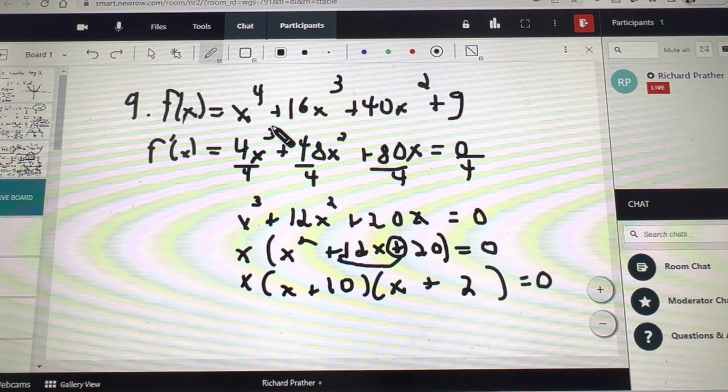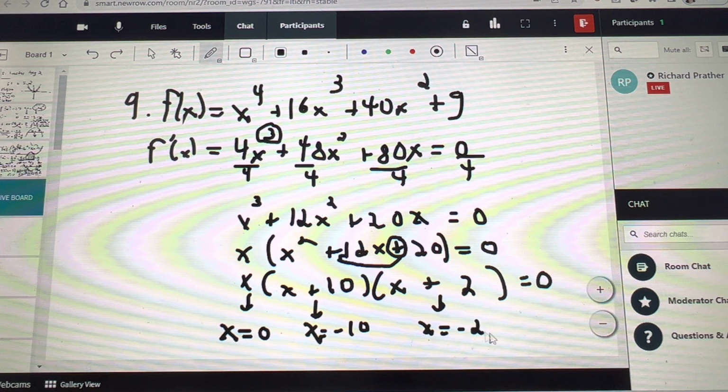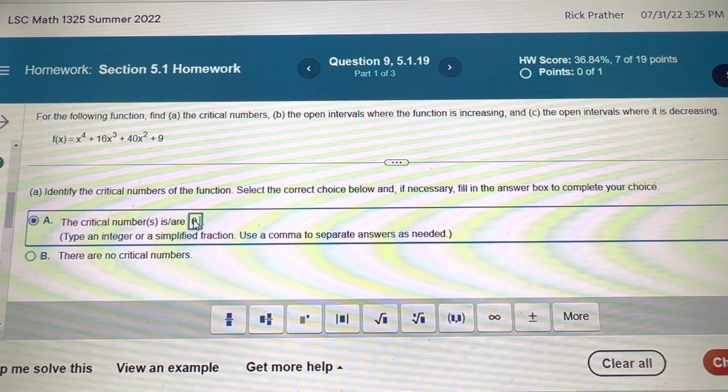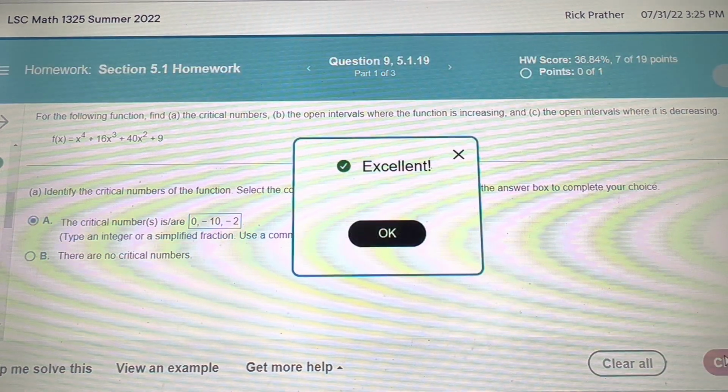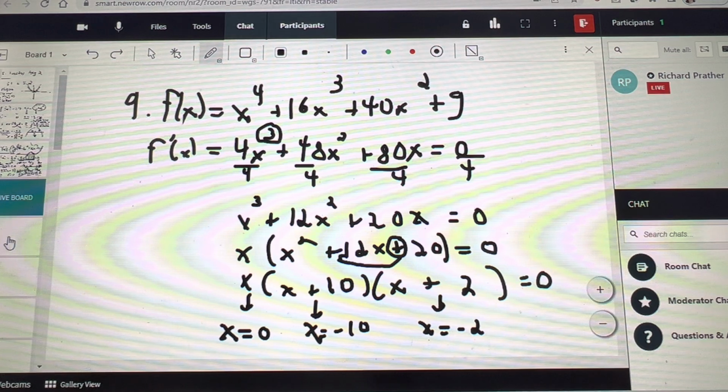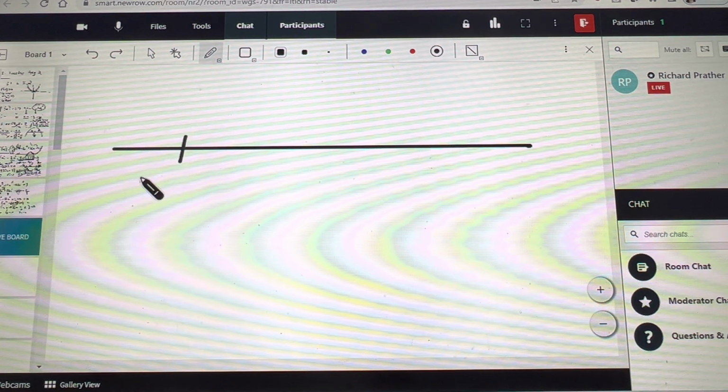So because the derivative is 3rd power, I could have 3 critical numbers, and I got 3 unique ones. 0 itself, -10, and -2. Here are my only 3 spots I could possibly change directions in the original function. 0, -10, and -2. I don't think it matters what order you type those in. You just want to get all 3 of them. But it does matter the order of them when you put them on a number line, though. So I'm going to put -10 first, then -2, and then 0.